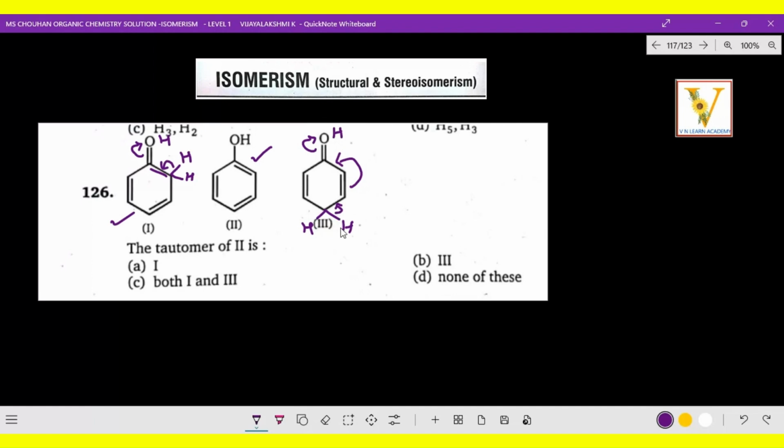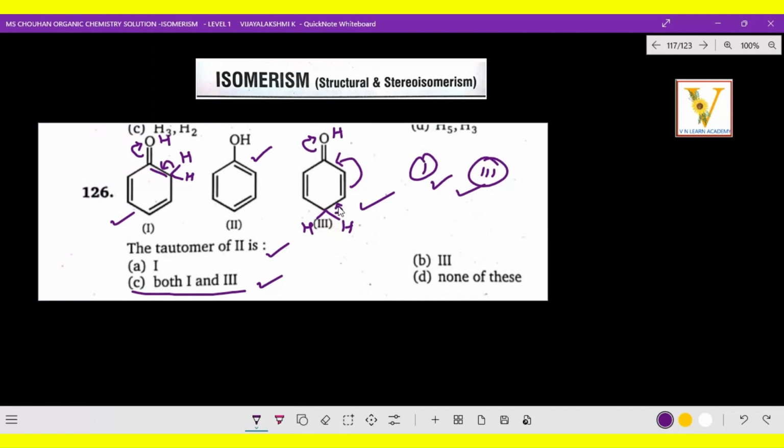Yes, that means compound 3 is also eligible to be a tautomer of 2. So both 1 and 3 can be tautomers of 2. So which is the correct option? Option C: both 1 and 3 are eligible to be tautomers of 2. I hope you got the clarity.